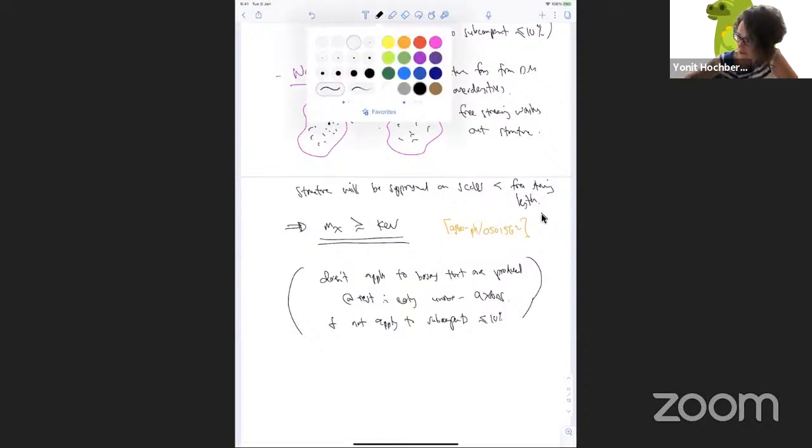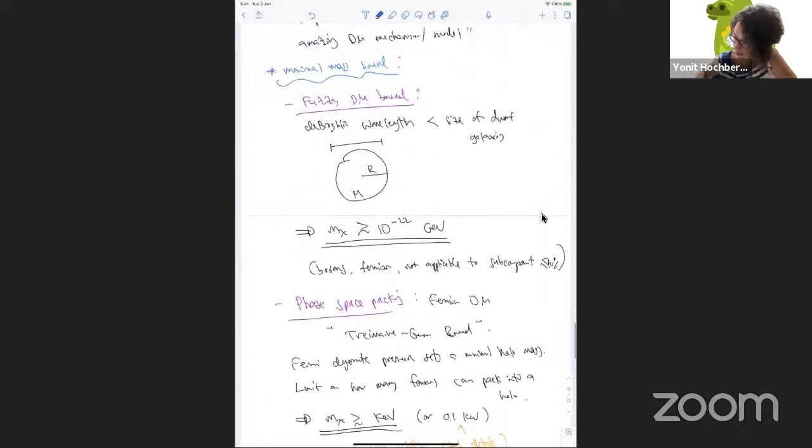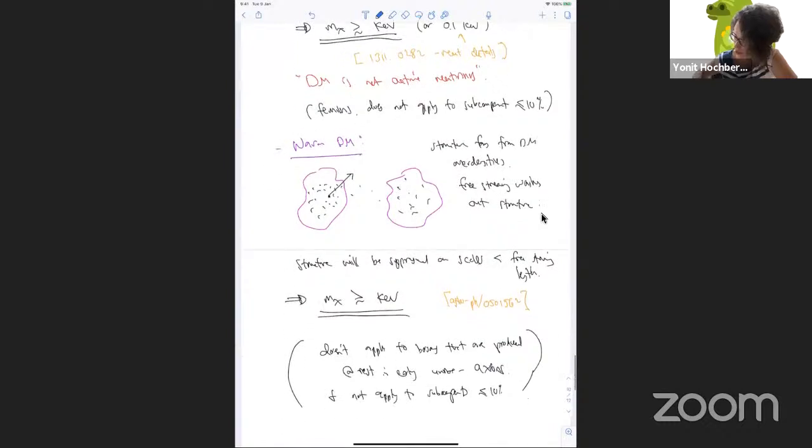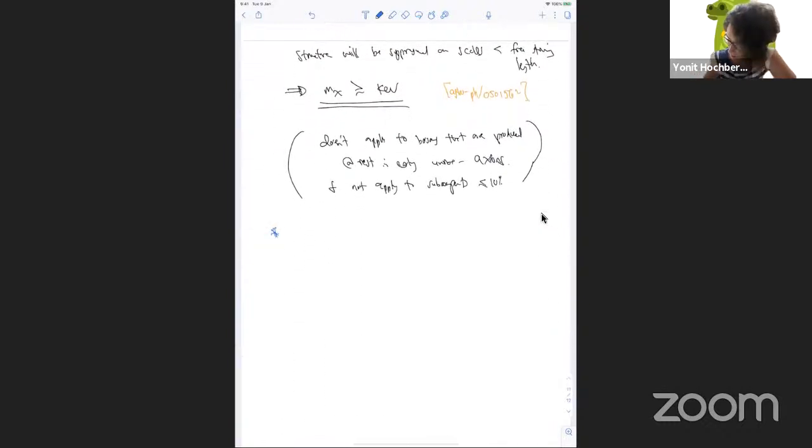Let's move on to a different constraint. Sorry about that. Okay, so we finished the three different ways to get a minimal mass bound. And now let's talk about a different bound, a bound from the effective number of neutrinos in the early universe.